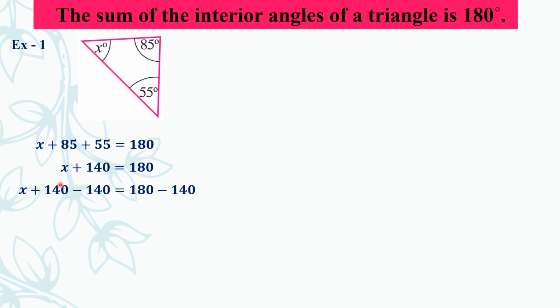Now our target is to find the value of x. Now we can see 140 and 140 are cancelled and x remains. So we can simplify this right hand side also. Then 180 minus 140 is equal to 40. So the magnitude of this angle, magnitude of x, is equal to 40 degrees.